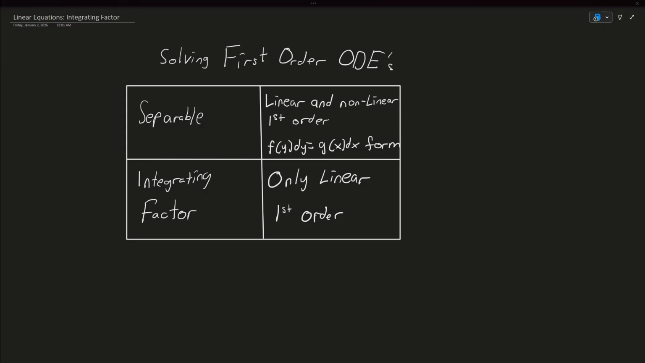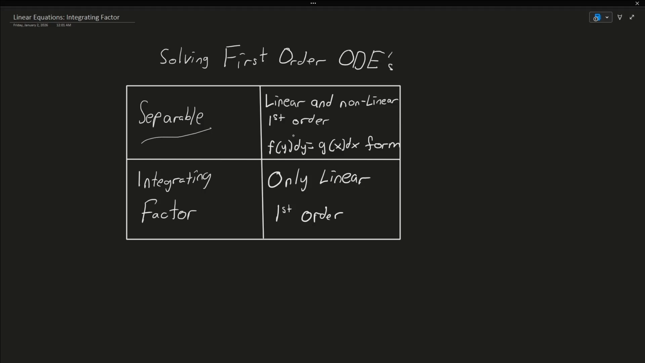So when we have a first order ordinary differential equation, we have two particular methods to solve it. First of all, we could use the separable method, and separable is applicable for linear and nonlinear differential equations. We covered this in the last lecture.